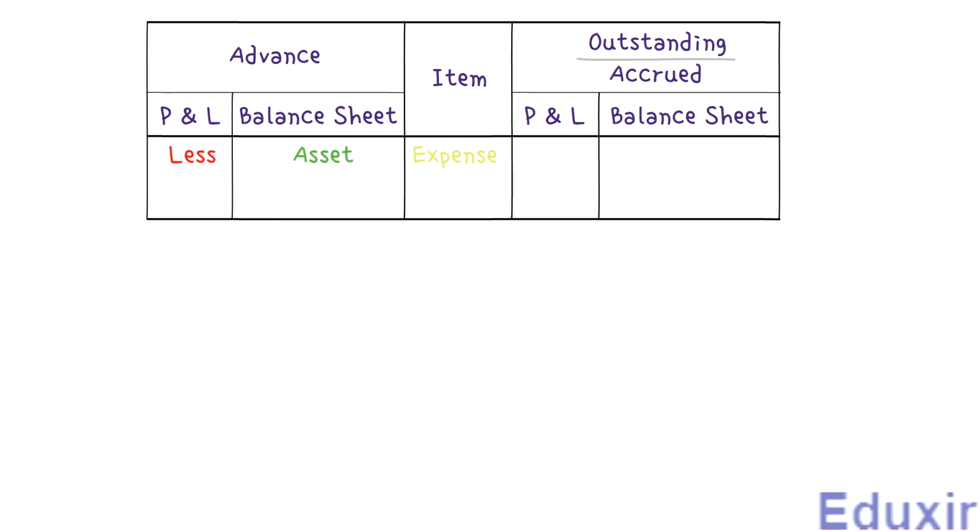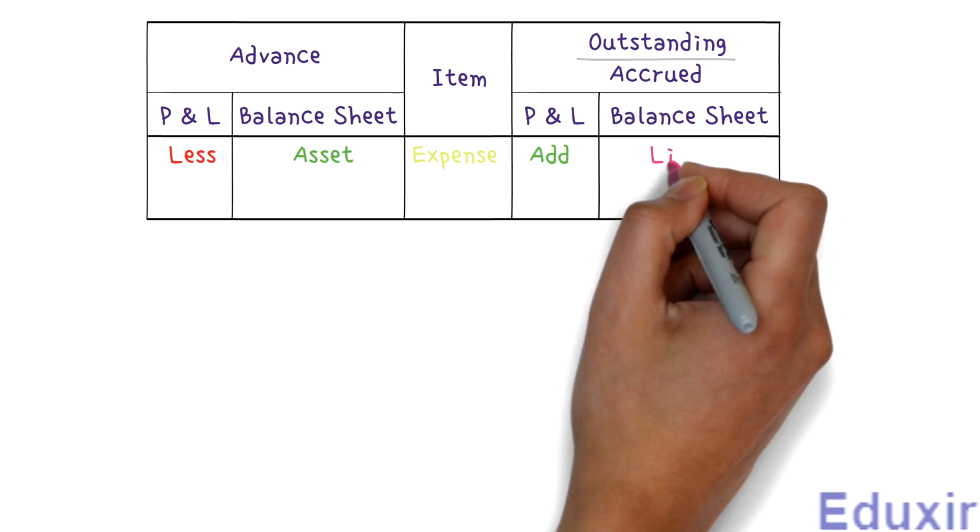Similarly, if this expense is outstanding, then we should add it to the already incurred expense. Outstanding means that the expense is due, but we have not yet paid for this expense. Even if the expense is not paid, it is still incurred in the current accounting period. So we should add it to the expenses. As this expense is not yet paid, it will be treated as liability in the balance sheet.